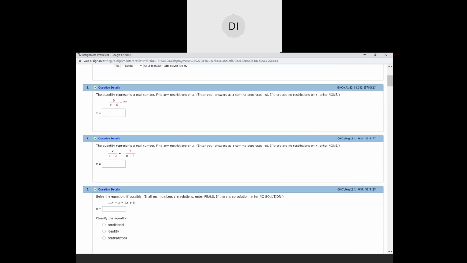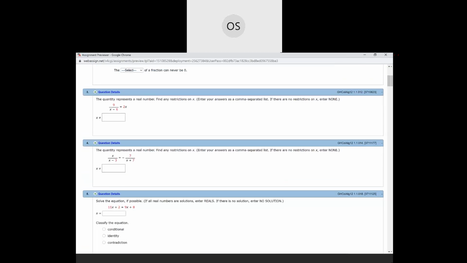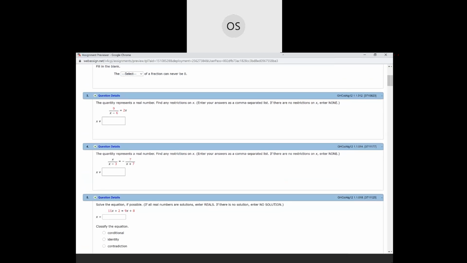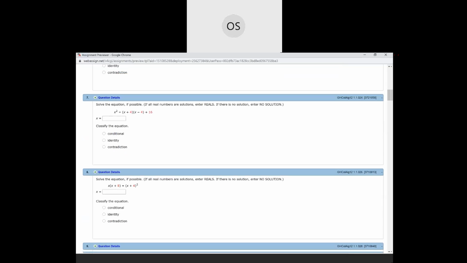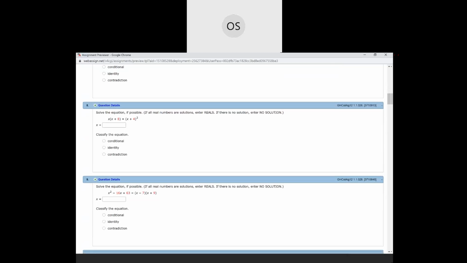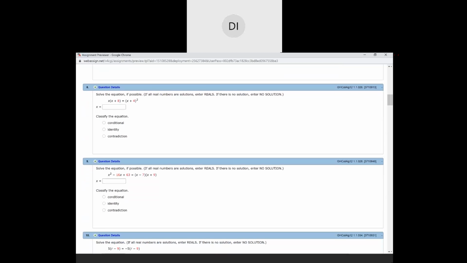This starter stuff shouldn't be much of an issue. So finding the restrictions here, like number 3, 4, is the same as finding the domain. Okay, number 8 looks really weird, so let's do 8. Okay, so number 8 is solving the equation.